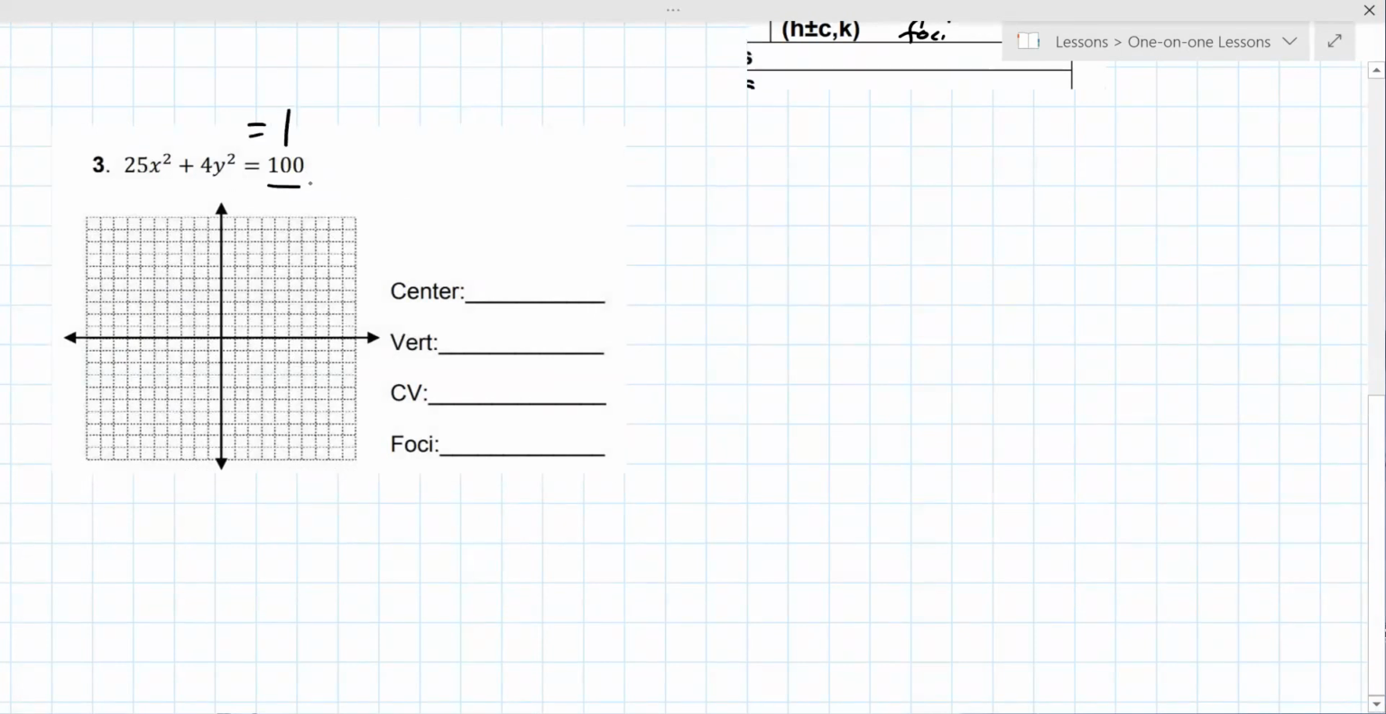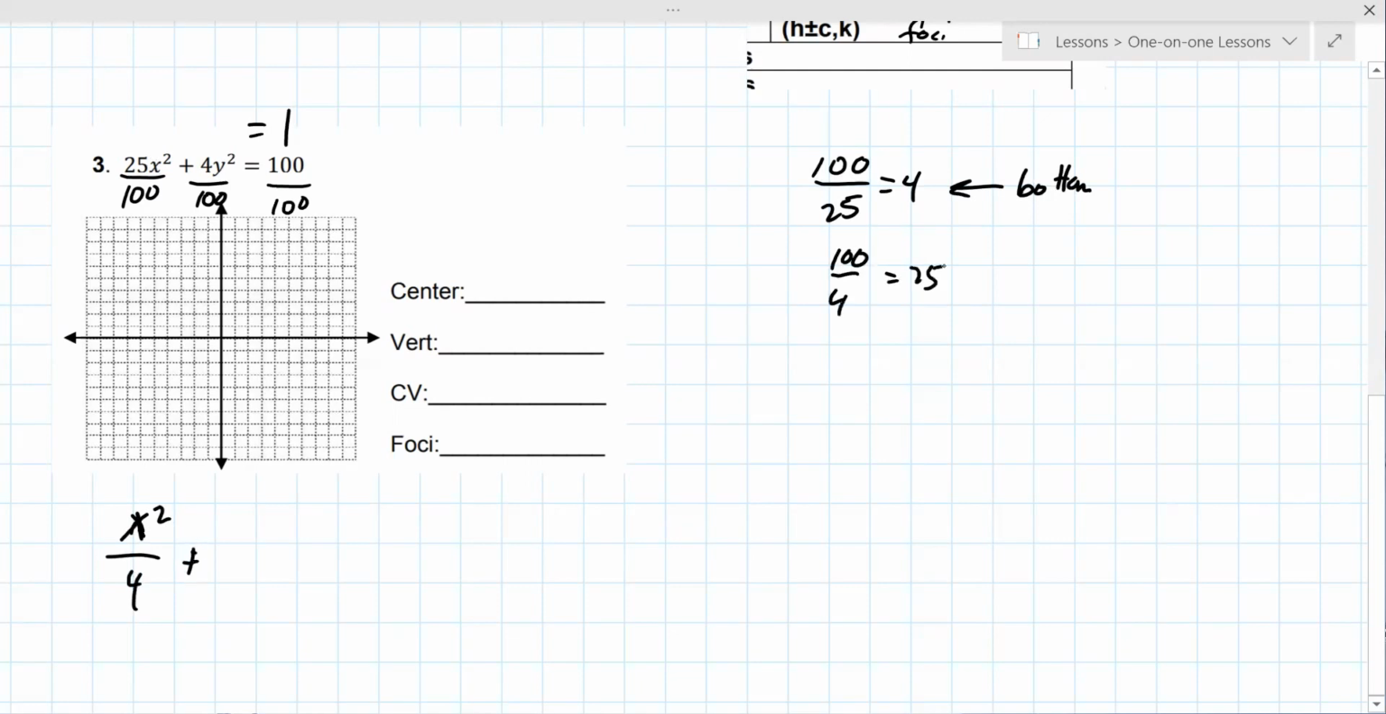So you have to divide both sides by 100, which means you're dividing each one of these by 100. The better way to think of it is, what is 100 divided by 25, which is 4, and that goes on the bottom. So it's x squared over 4 plus, and then 100 divided by 4 is 25, that's what goes on the bottom here. Y squared over 25 equals 1. And that way you can grab those A, B, and C values again.